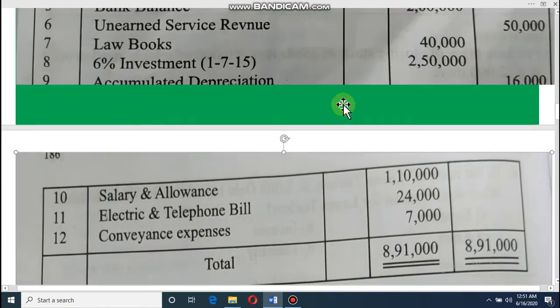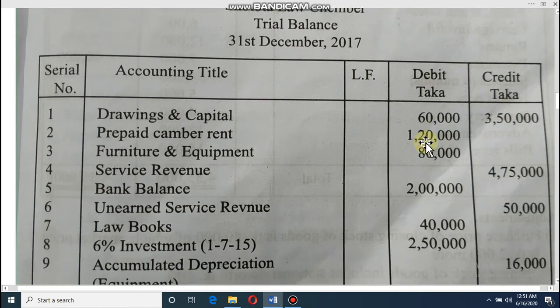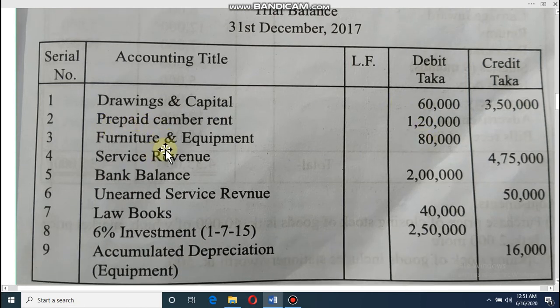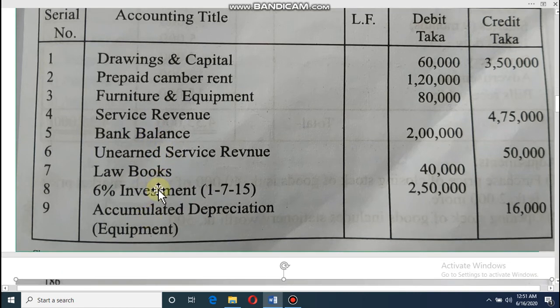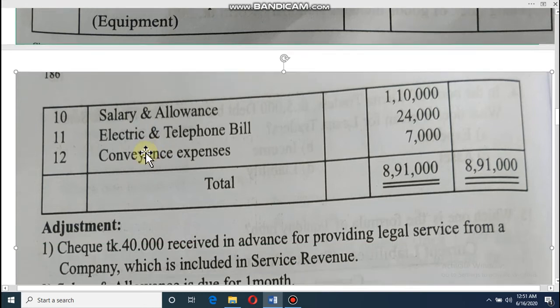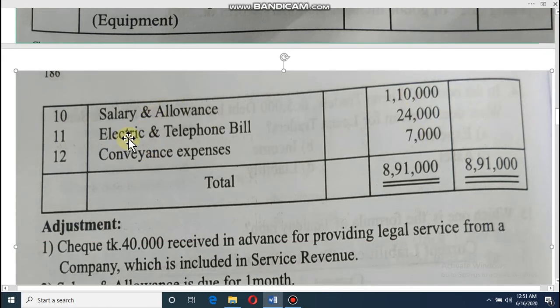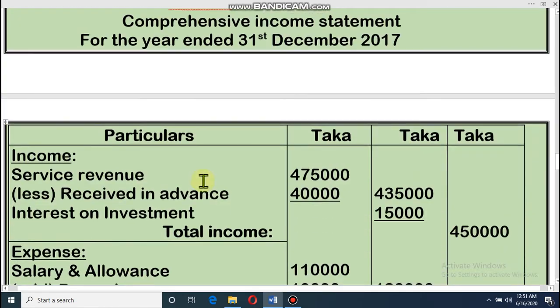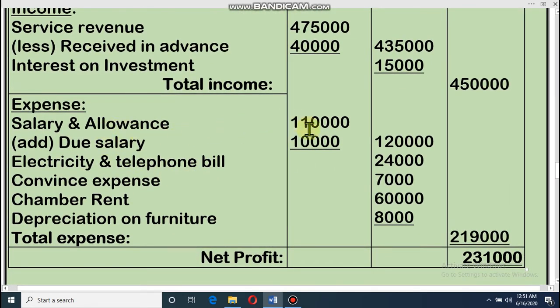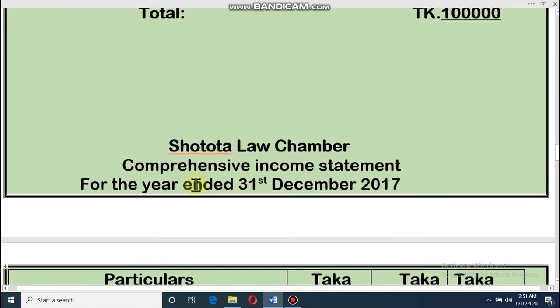Dear student, look at the expense. Expense will be on the debit side. This is not expense, prepaid rent is not expense. This is asset. Bank balance is asset, and law books are also asset. Investment is also asset. So no expense here. But salary and allowance is expenditure. Electricity and telephone bill is also expenditure, and conveyance is expenditure. That means we have 3 expenditures. Look here, on the expense side, salary and allowance is expense, electricity and telephone bill is expense, conveyance is also expense. Now look at the adjustment.